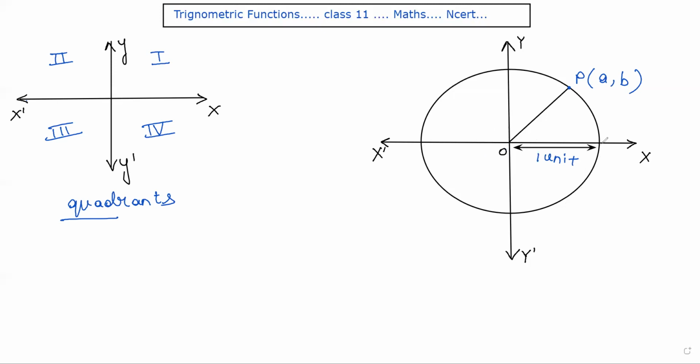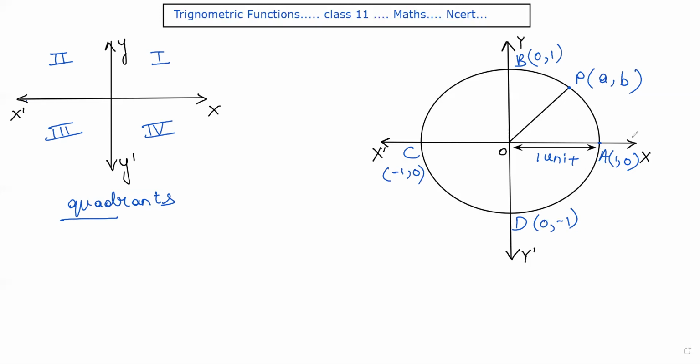By observation, we can name these points. Let's call them A, B, C, D. By observation, we can write the coordinates of these points. So A is 1, 0, B is 0, 1, C would be -1, 0, and D is 0, -1.